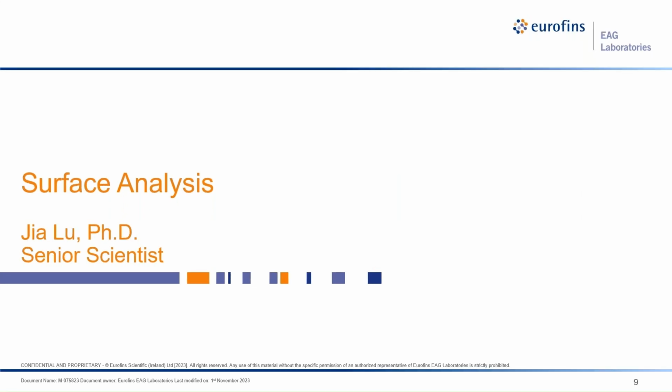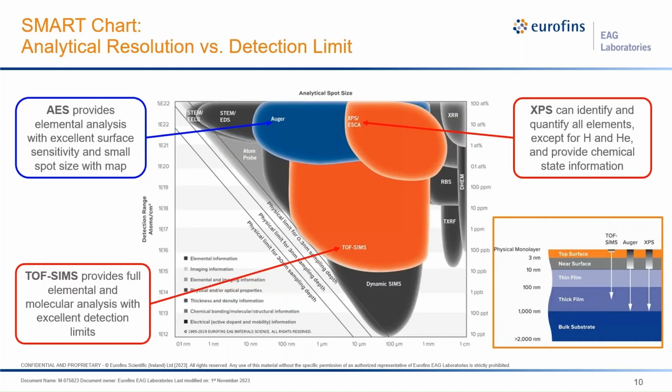Hello everyone, my name is Jia Liu. I am a senior scientist at EAG. My talk today will be covering the surface analysis techniques for contamination. Here are the three different techniques that my talk will be covering today, which are XPS, AES analysis, and TOF-SIMS analysis.